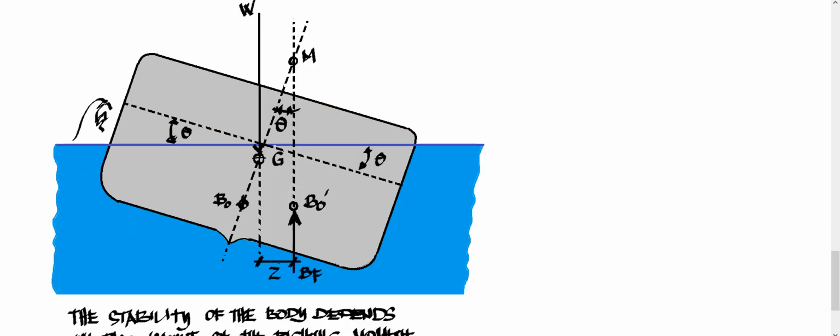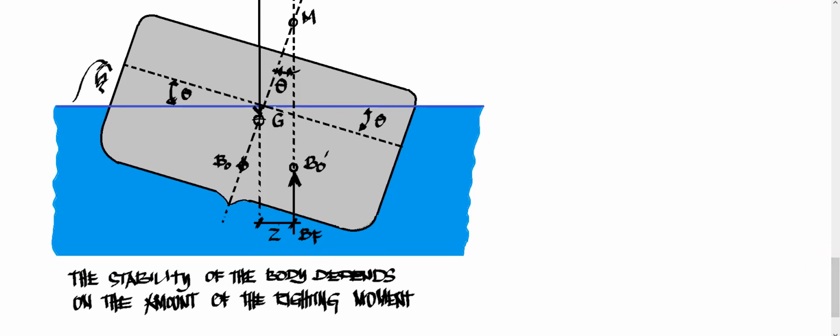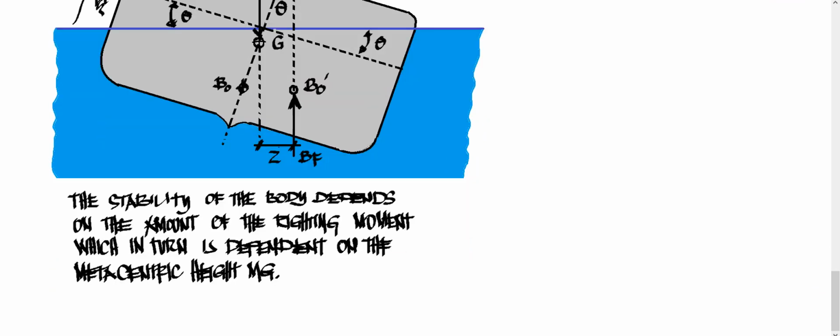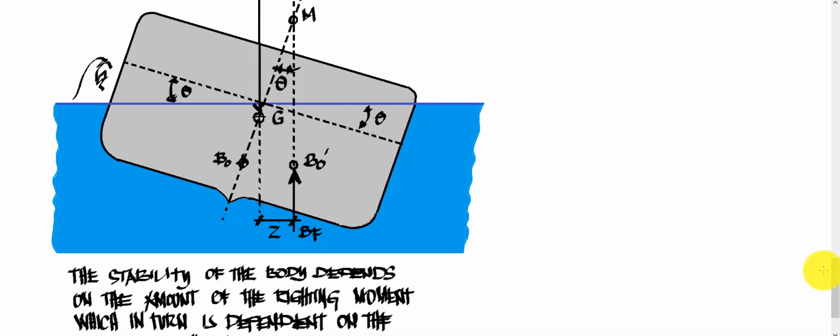Okay, so take note that the stability of the body depends on the amount of the righting moment, which in turn is dependent on the metacentric height. We have here the metacentric height, so mostly it will be depending on the righting moment on here, the metacentric height, the distance. Take note of that one.